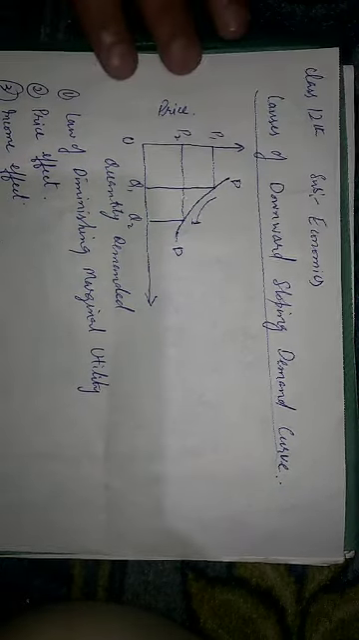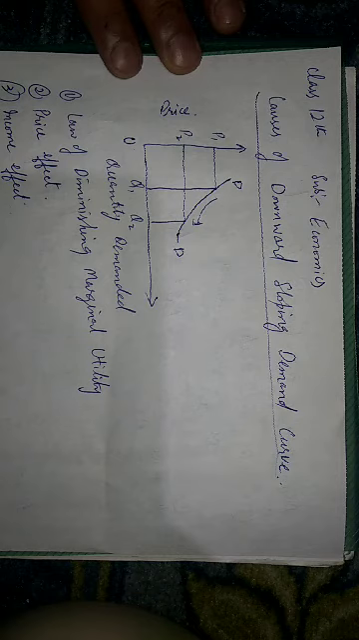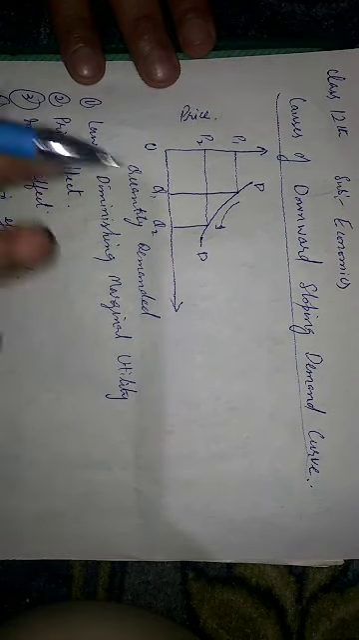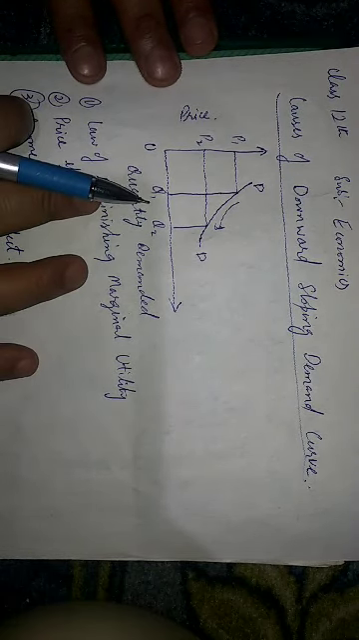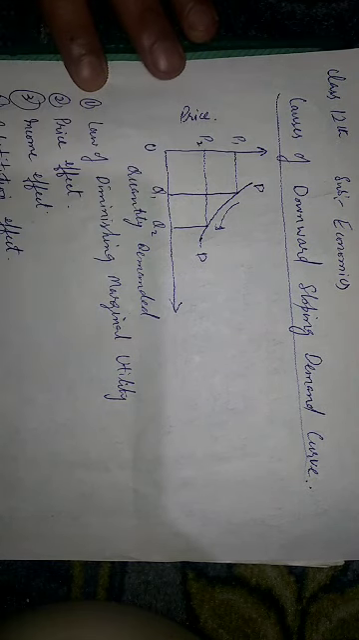Dear students, I have taught you earlier the law of demand. The law of demand states that other things remaining constant, quantity demanded of a commodity increases with fall in price and diminishes with rise in price. Now we will study here why the demand curve slopes downwards from left to right. The reason for this also clarifies the working of the law of demand.